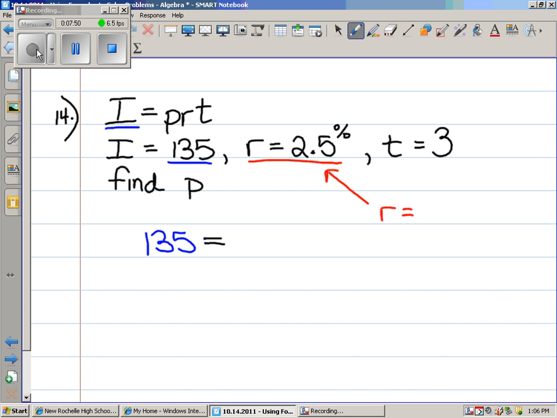Percent. Per means over in math. Cent, what do you think that means? Per 100. So when you see this symbol, this is the shorthand way of writing this down. If you enter this into your calculator, what do you get? Per 100, what is 2.5? Yeah, 0.025. Very nice.